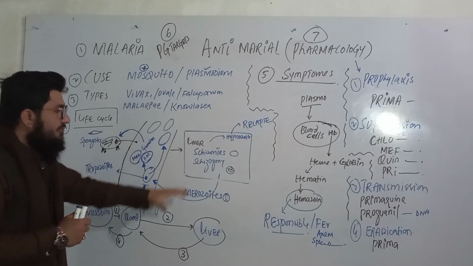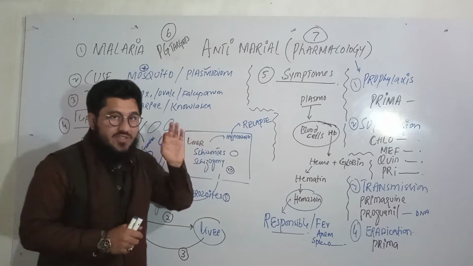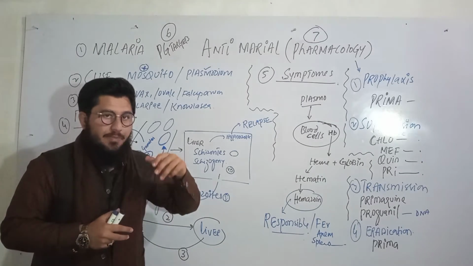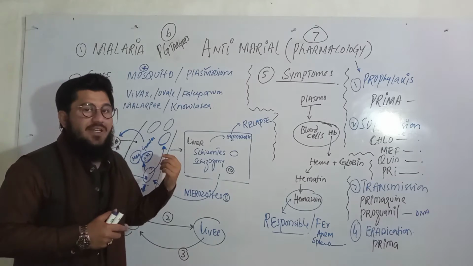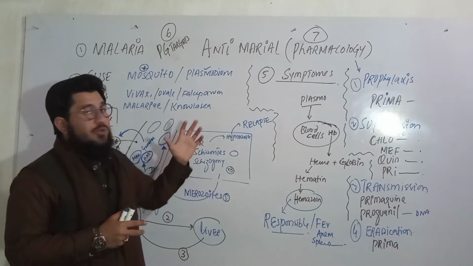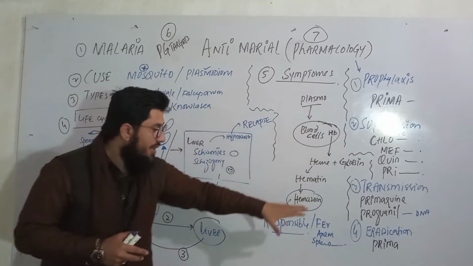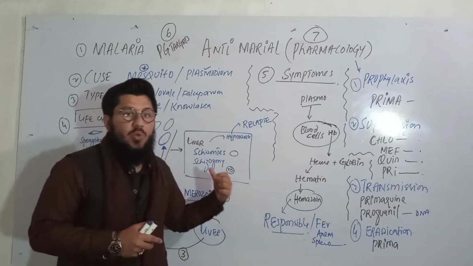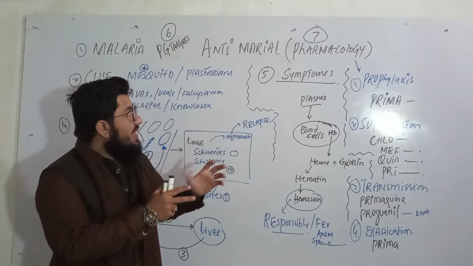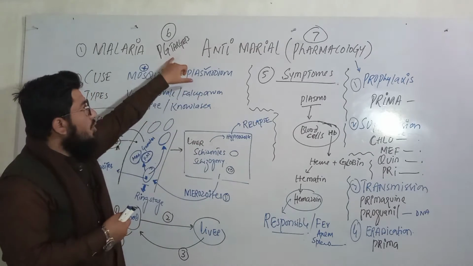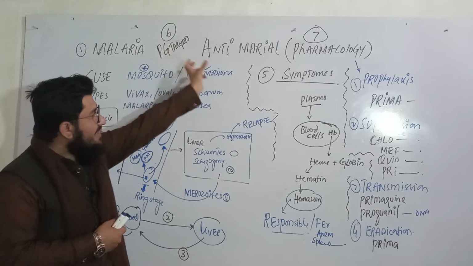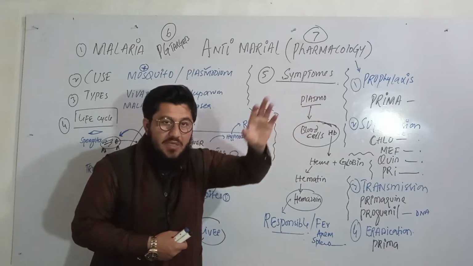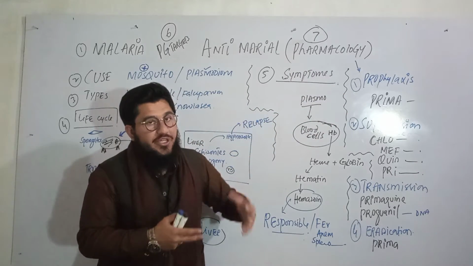we'll be talking about the very important point, the life cycle of the malarial parasite, or one can also say the life cycle of the plasmodium, and after that we'll be talking about the symptoms like fever, anemia, and splenomegaly due to malaria. And after that we'll be discussing the pharmacological targets, and at the end we'll be discussing anti-malarial pharmacology, meaning the drugs used to treat malaria.